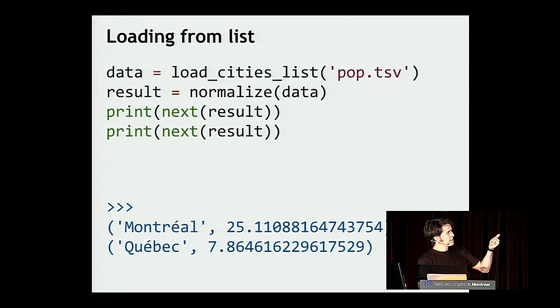And I have to run next on the return value of normalized because it's a generator. So it's returning an iterator. And so instead of getting a big list out, I have to go through them one at a time. And so this works properly, and that's great.